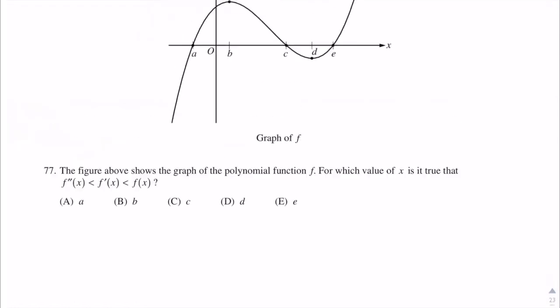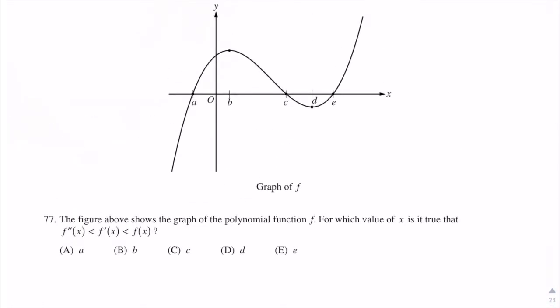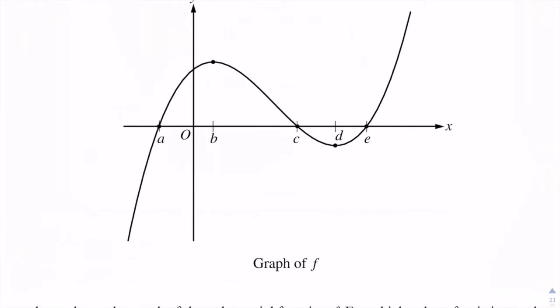For a problem like this, the figure above shows the graph of the polynomial function f. For what value of x is it true that f double prime is less than f prime and less than f of x? So this is f of x. So first off, we need to know roughly what a graph of f prime of x looks like. F prime is obviously just the slope of the graph.